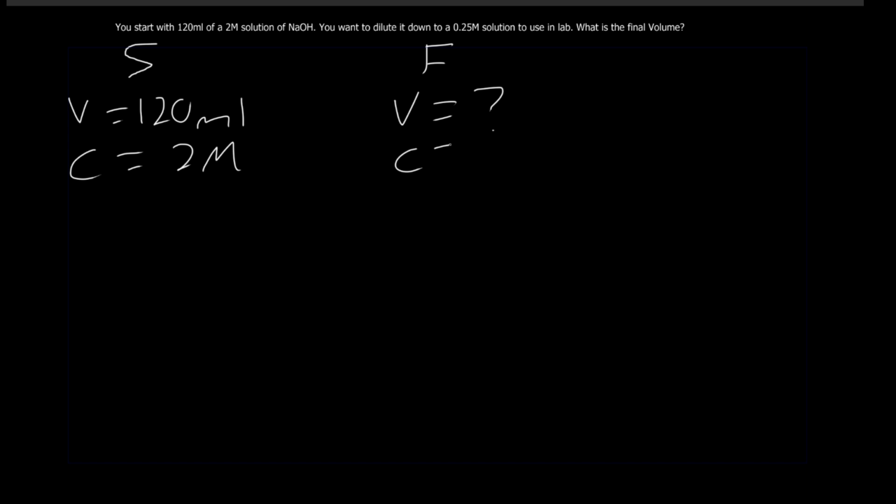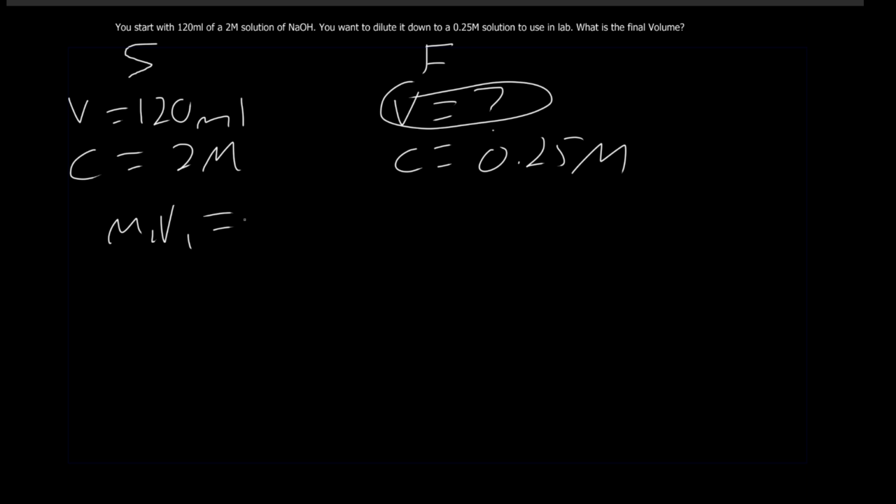But I do know the concentration, and I have 0.25 molar for the final. So using this, how do I find the final volume? Use M1V1 equals M2V2. So this would be M1V1. This is M2, and now we want to find V2.